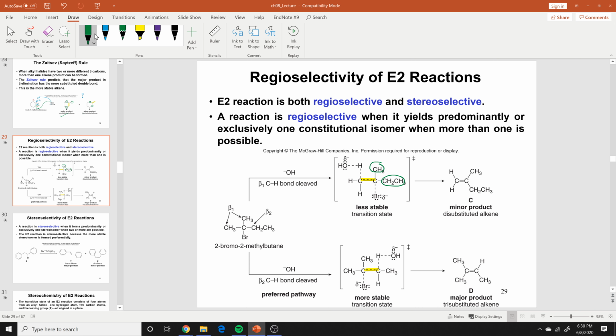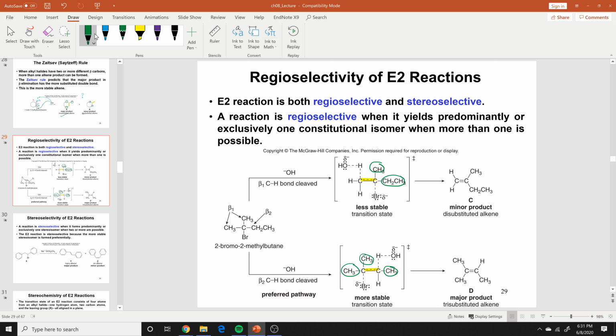So here I do have a disubstituted alkene-like transition state. Here, see how many? I do have 3. It's a tri-substituted. All of these 3 R's are donating electrons to the double bond. So the transition state here is more stable, and this is why it leads to a more stable major product.